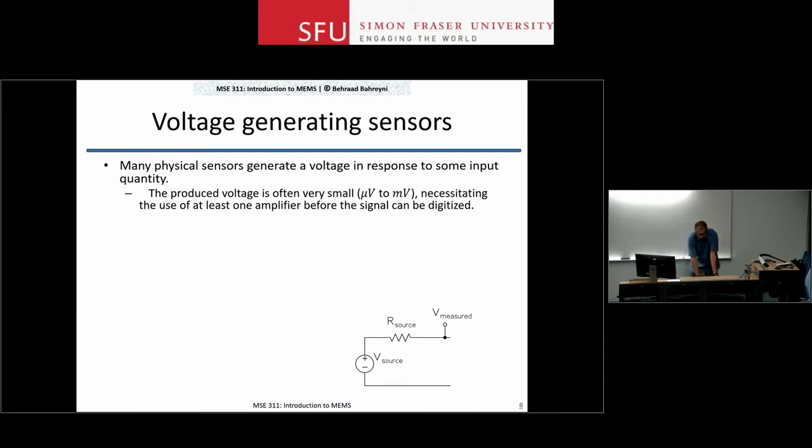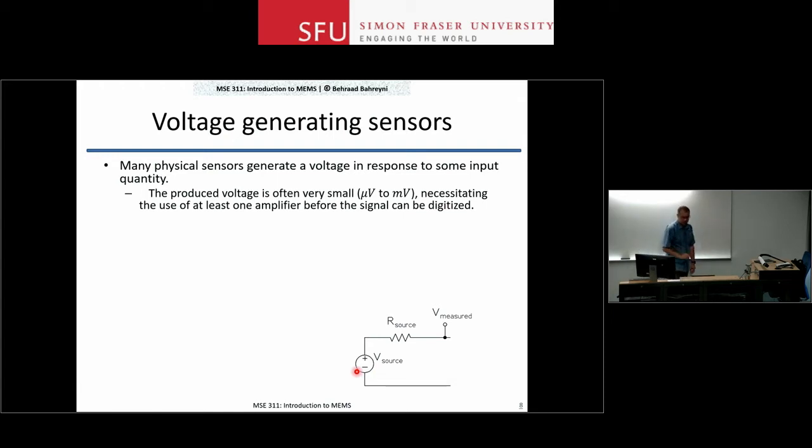This is a typical model for a voltage generating sensor. You have a source. That source has some output resistance. You want to measure this V source, but what you measure is the voltage after the output resistance, right? So you would like this voltage V measured to be as close as possible to V source. You want to eliminate the effect of R source in your measurement.